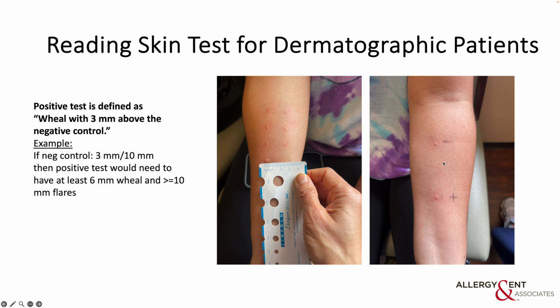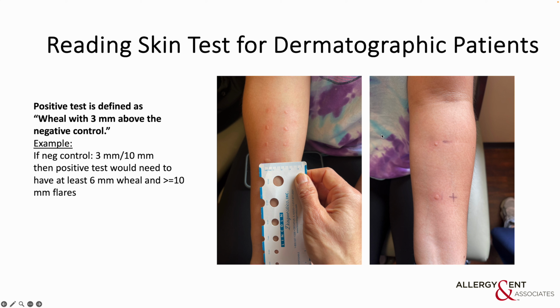Okay, so this is a positive control. We got probably about a level grade 2 here, 5 over 10. And this is a negative control. A negative control, when you measure it from here to there, probably about 3 millimeter wheal and about 6 millimeter redness. So this is a perfect example of level grade 1, grade 2.